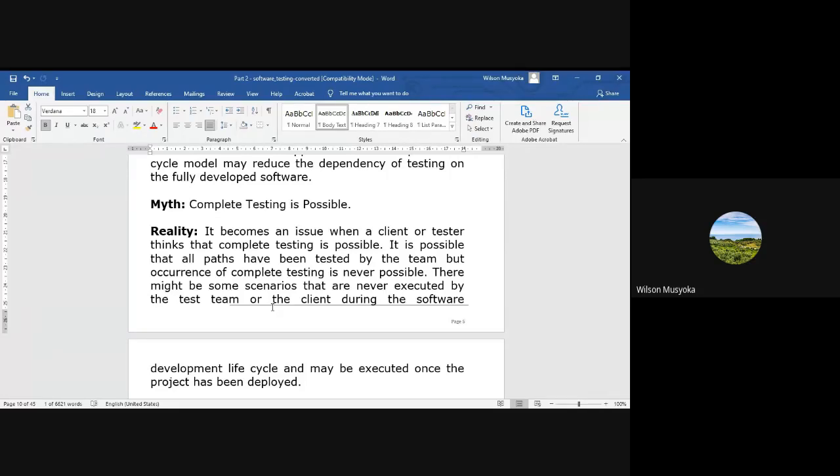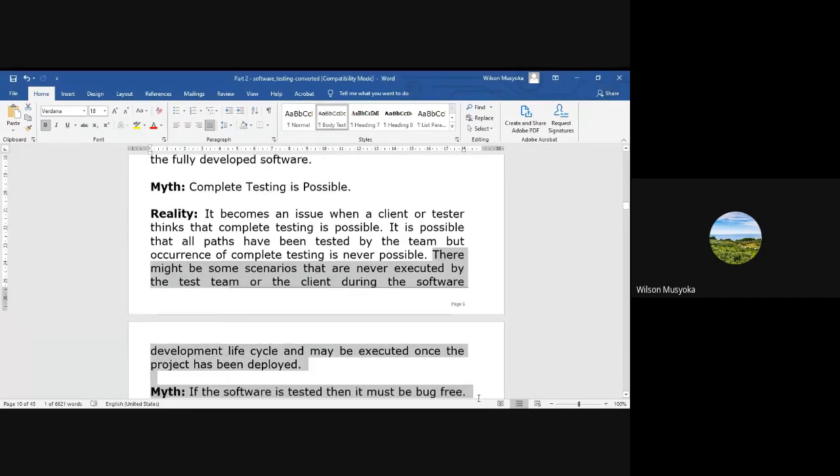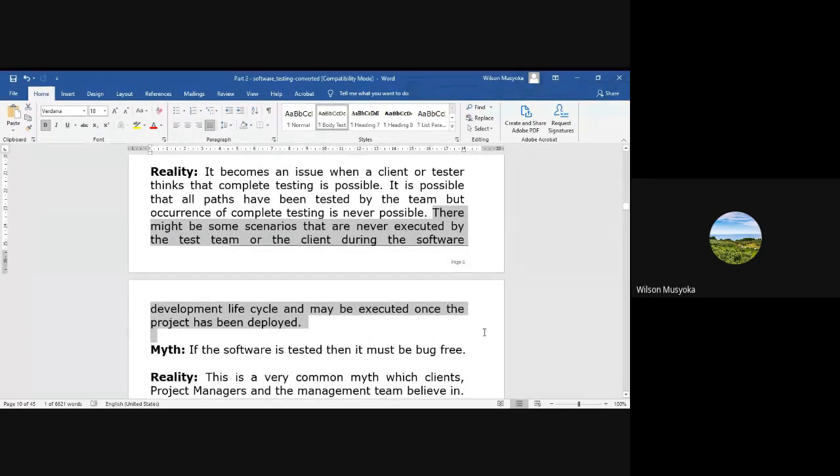You only test the software against some standards which have been set, or against the requirements which had been set initially in terms of what is expected for the software. So that is how software testing is normally done. That is why we are saying there may be scenarios whereby the software was never executed by the test team or the client during the software development lifecycle, and this means that the project has been deployed.